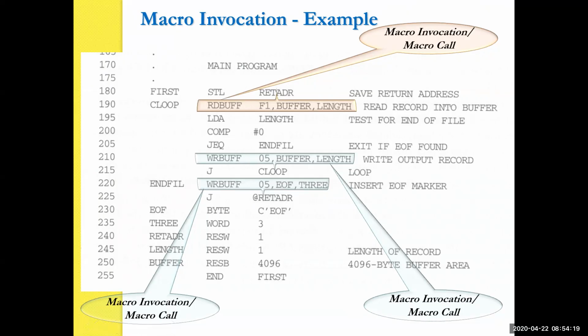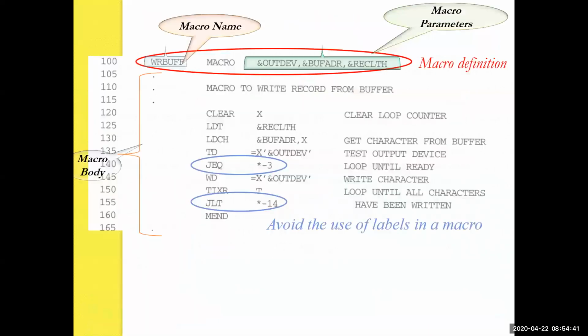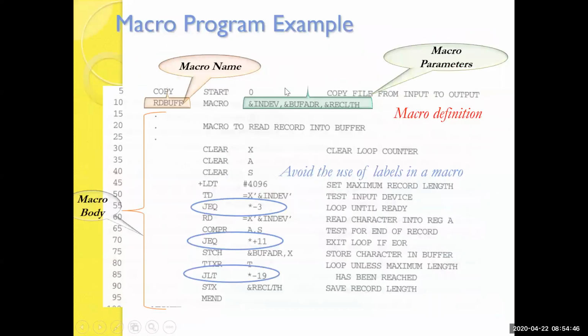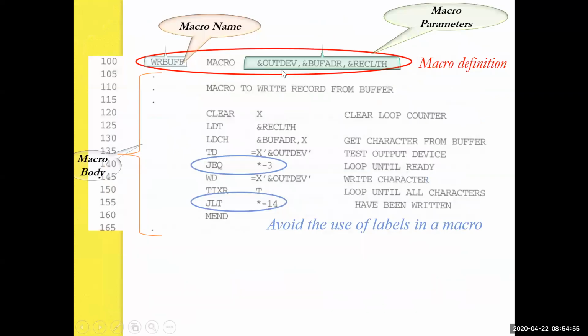So in this particular slide, you can see that there are three macro invocations. The first invocation invokes the macro RDBUFF, and the subsequent two invocations invoke the macro WRBUFF. Each of these invocations has three arguments which have to be replaced with the corresponding three parameters that have been used in defining the macro, that is shown in each of the slides here. The three parameters for RDBUFF are INDEV, buffer address, and record length, while for WRBUFF it is output device address, buffer address, and record length.